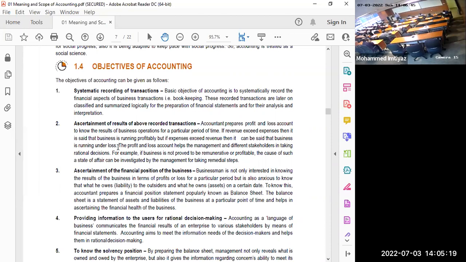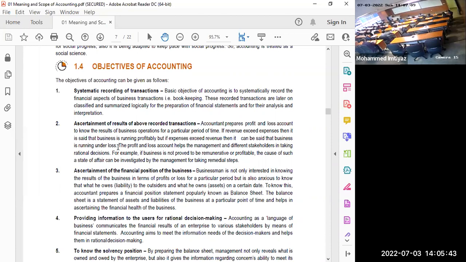We already discussed two equations. Income minus expenditure is equal to profit or loss. That is nothing but ascertainment of the result of the business. Another equation: assets are always equal to equity plus liability. That is nothing but ascertainment of the financial position of the company.